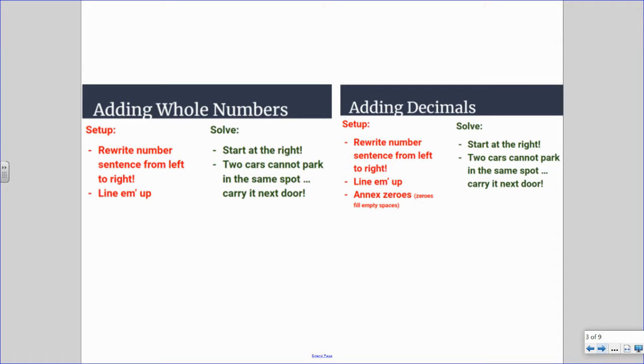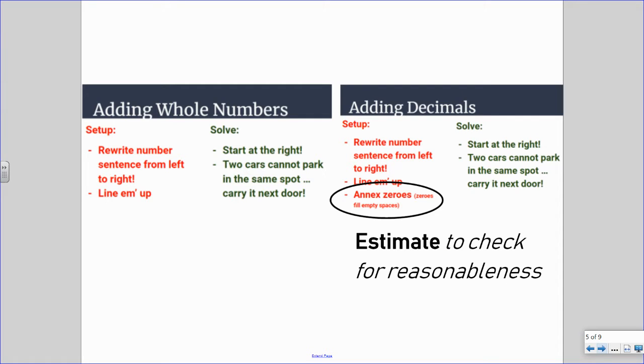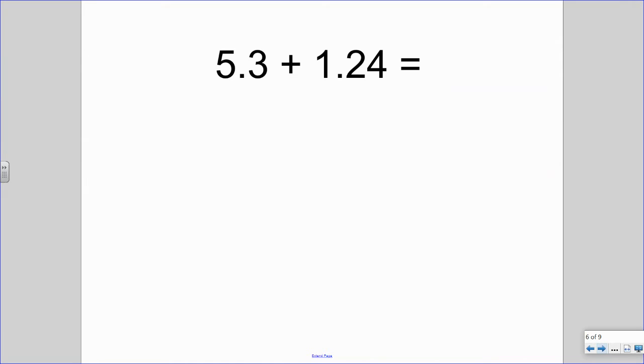Well, when it comes to adding decimals, almost everything is exactly the same. The only difference is in the setup, that when we line them up, we need to make sure that we annex zeros, that we fill in those empty places with zeros. And we also want to remember that estimating, a quick trip to the spa, is a quick way to see about what the answer should be and to check if the answer that we end up getting is a reasonable answer. So I'm going to show that part as well.